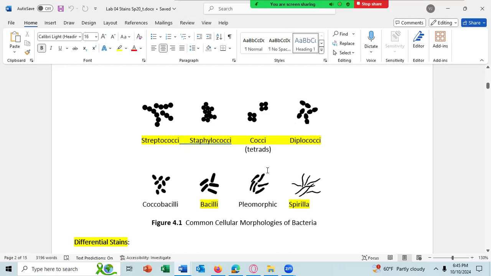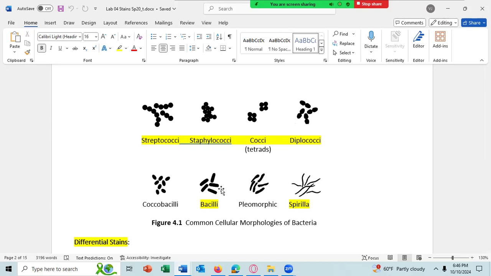All right, this also is showing you a pleomorphic cell. You can have bacilli, you can have cocci, you can have spirilla, and most bacteria cells are one of these three, or a combination of one of these three, like you could have a cell in between a cocci and a bacilli, and that we call coccobacillus.